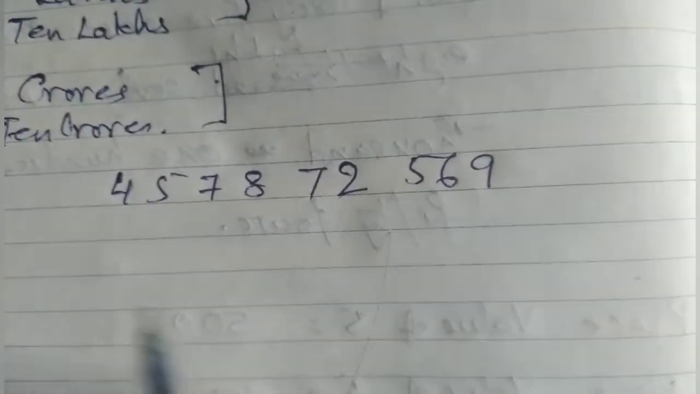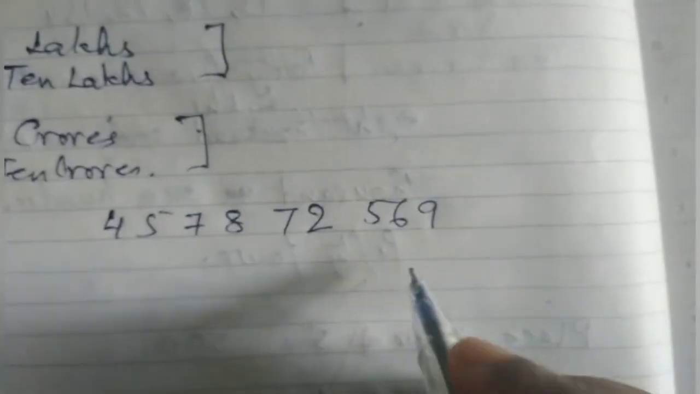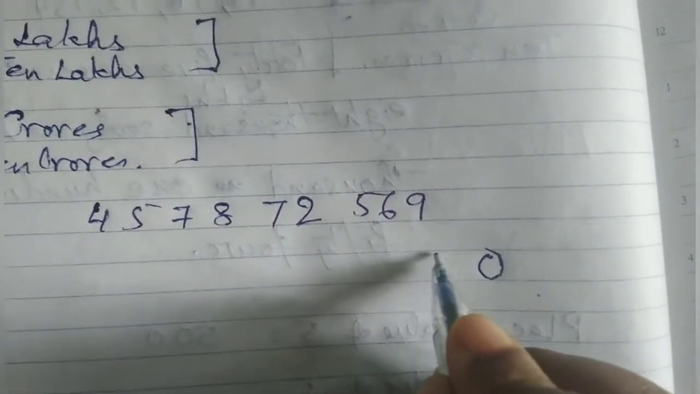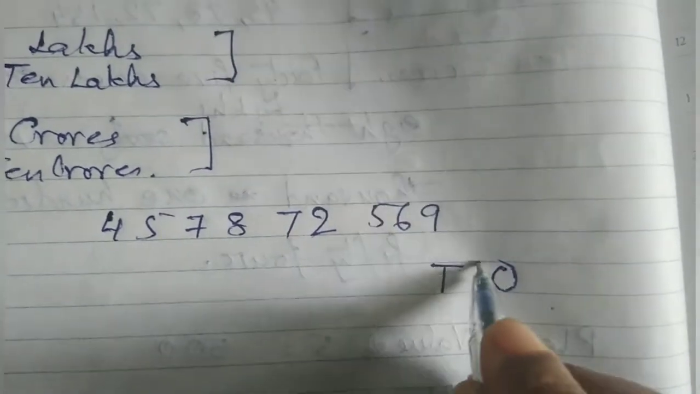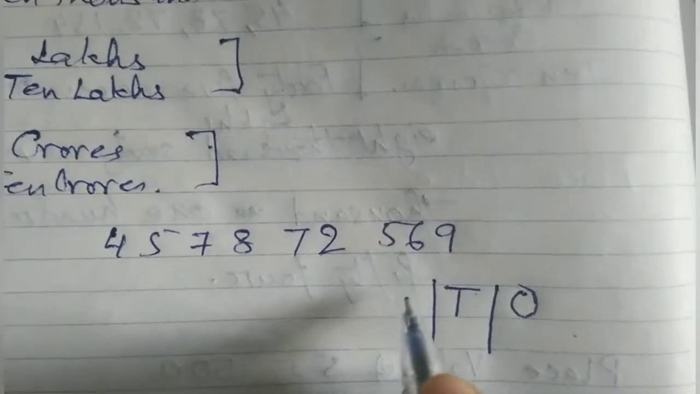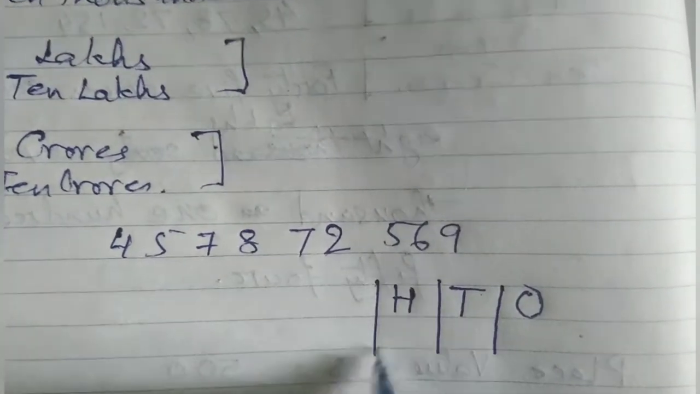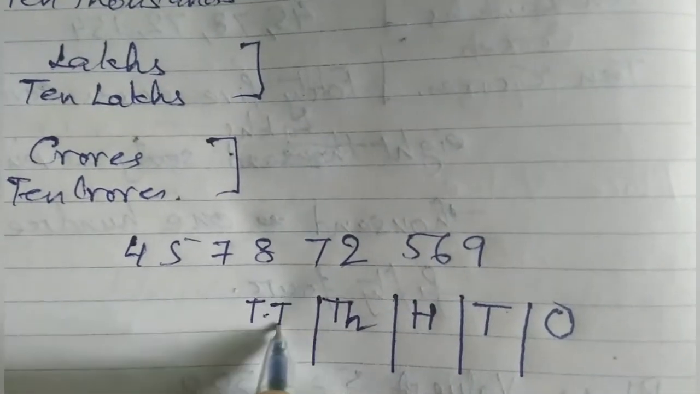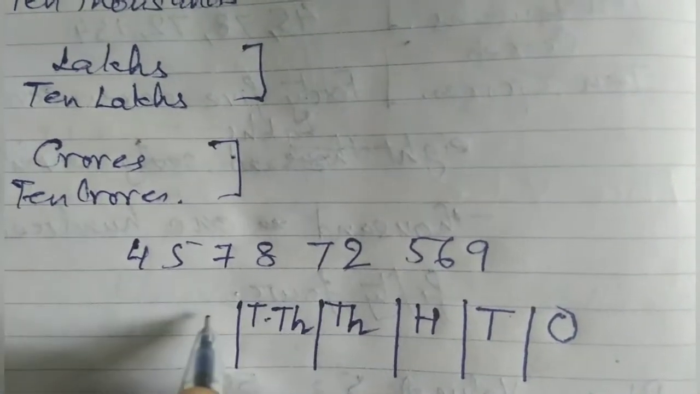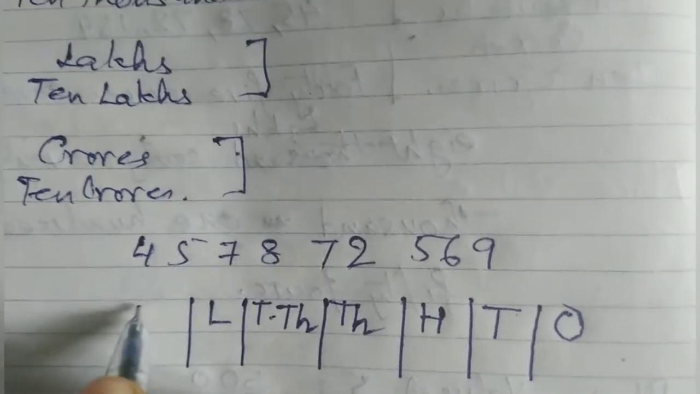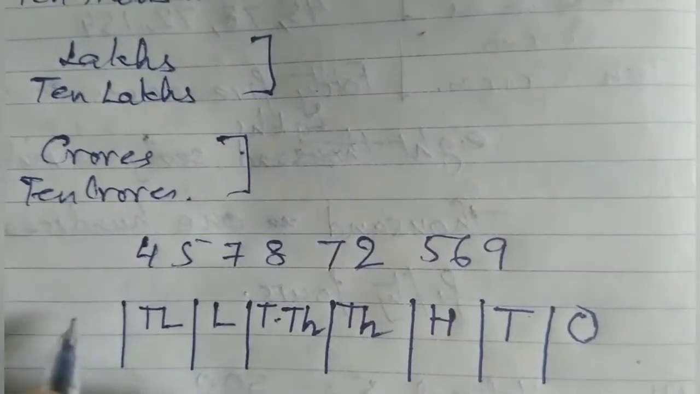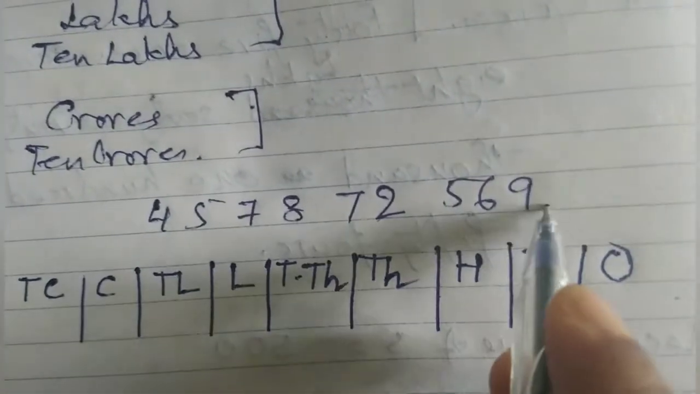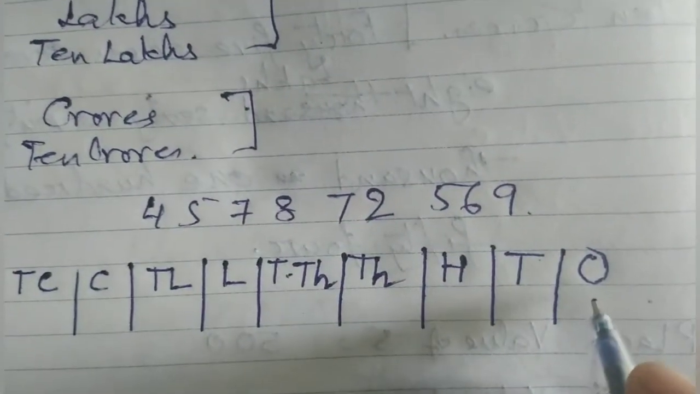So to put it in the place value chart, what do I write? I will start writing from the opposite side. Ones, this is tens, so I will make demarcations. This is hundreds, thousand, 10,000, lakh, 10 lakh, crores, 10 crores. Fine. And now I will start putting the number also from the right side.